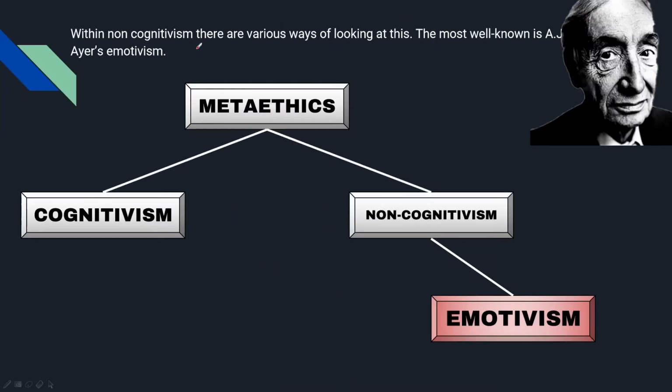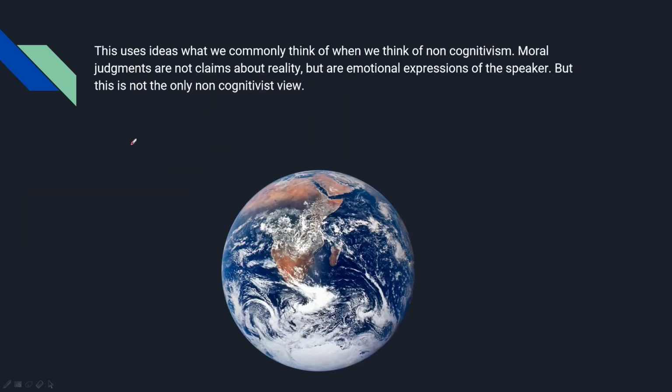Within non-cognitivism, there are various ways of looking at this. The most well-known is A.J. Ayer's emotivism. This uses ideas of what we commonly think of when we think of non-cognitivism. Moral judgments are not claims about reality, but are emotional expressions of the speaker. But this is not the only non-cognitivist view.